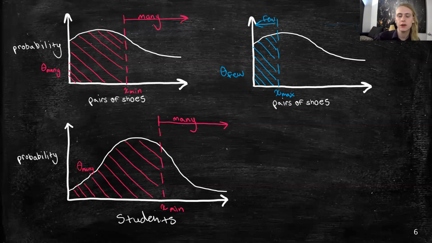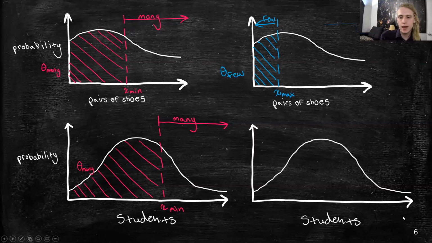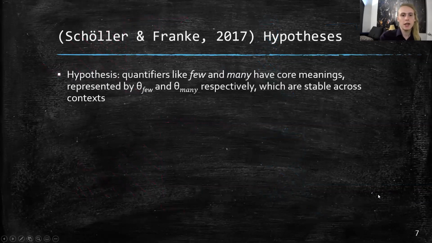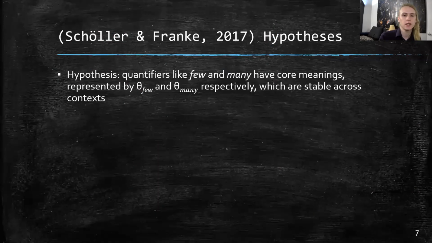And this is derived from a density threshold that we're going to call theta few. Same thing for students. Again, the X max is going to be a little bit larger given the shape of the distribution, but the theta few is going to remain stable. The main hypothesis that they work off of is that quantifiers like few and many have core meanings, represented by this theta few and theta many, which are stable across contexts.